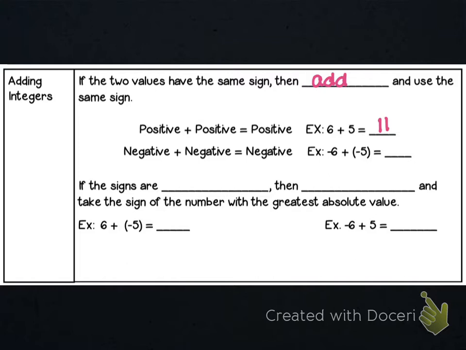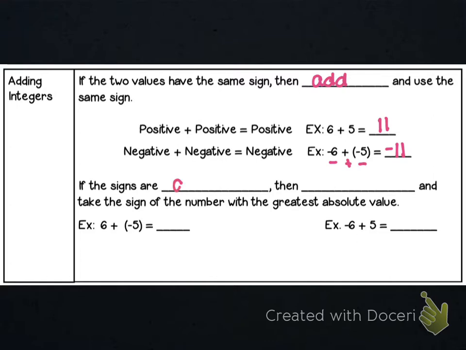As well as if we have a negative plus a negative, when we add two negative numbers, our answer is going to be negative. So we have a negative plus a negative. 6 plus 5 is 11, and it stays negative.